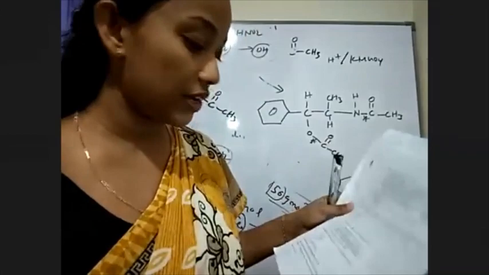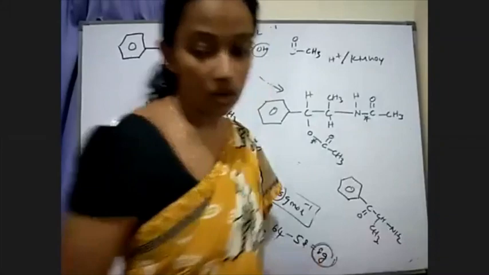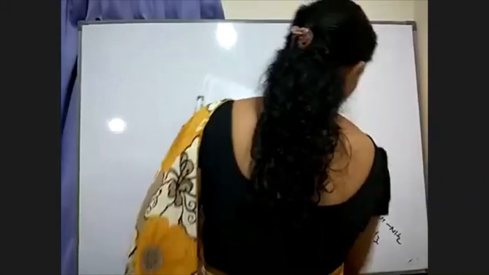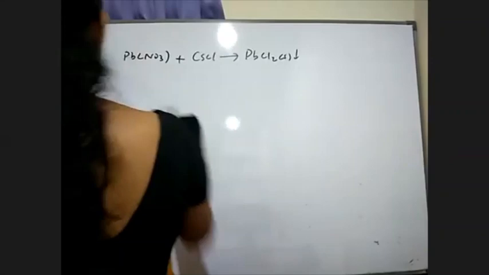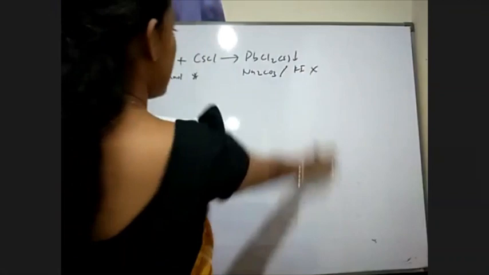31. Which of the following gives a precipitate when added to a saturated aqueous CaCl2 solution? A precipitate should be formed. First one, lead nitrate is added to CaCl2. Then what will happen? PbCl2 white precipitate is formed. Then sodium carbonate solution, no precipitate. A is correct, C and D are incorrect. What about ethanol?